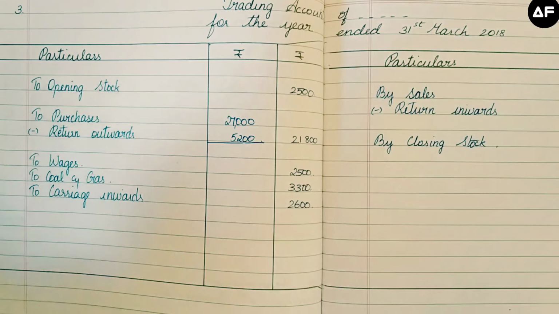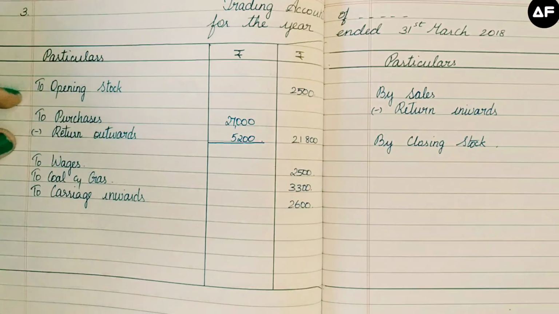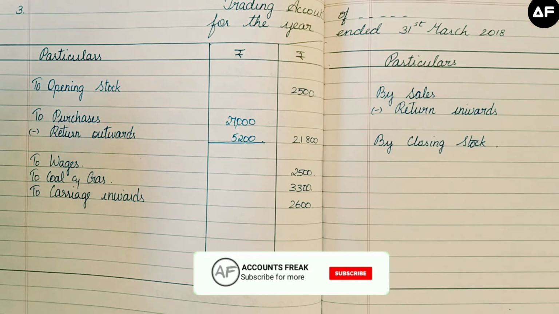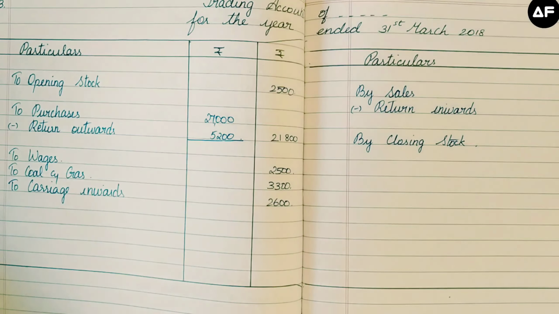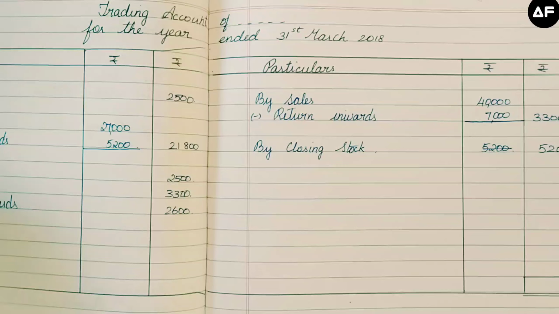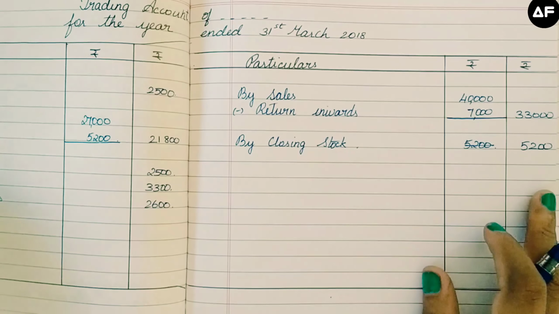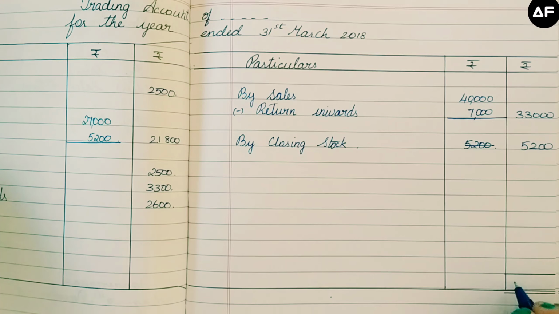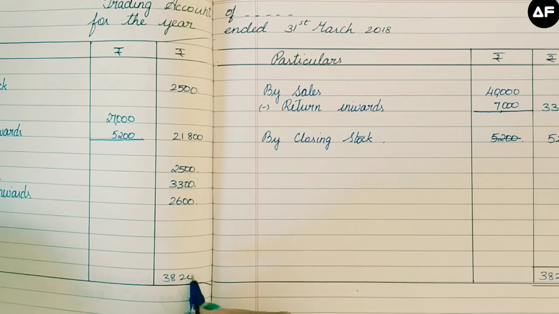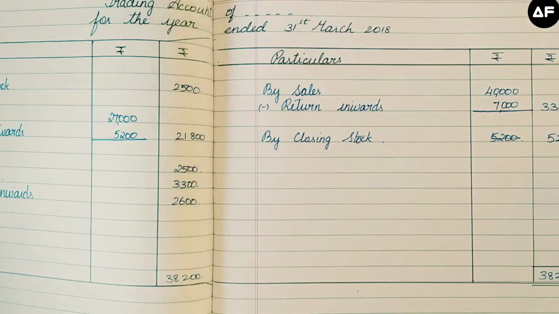Next step, we have recorded everything. We have done the calculation for purchases and sales, and we've got the net sales and the net purchases. Now we're going to take a pencil and total up the debit side and the credit side. On the debit side we get a total of 32,700, and on the credit side we get a total of 38,200. Obviously 38,200 is going to be the grand total, because that is the greatest total on both the sides, which is going to be written.